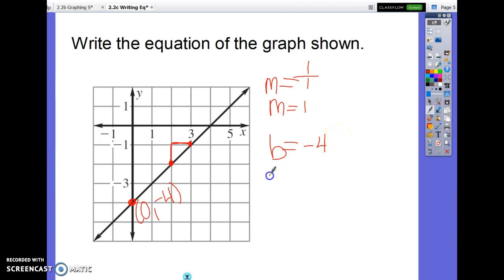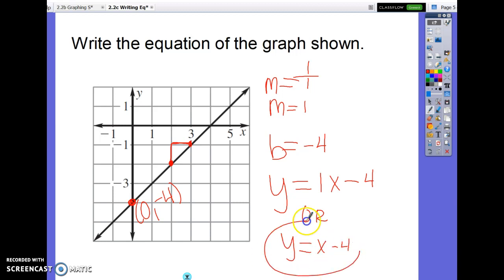So when we plug this in, we're going to have y equals 1x minus 4. -4 since that b was negative. When b was positive, we were adding, but since b is negative, that tells us we need to subtract. Remember, this is the same as y equals x minus 4. Again, that 1 times x is the same as x, so either of these answers are acceptable.